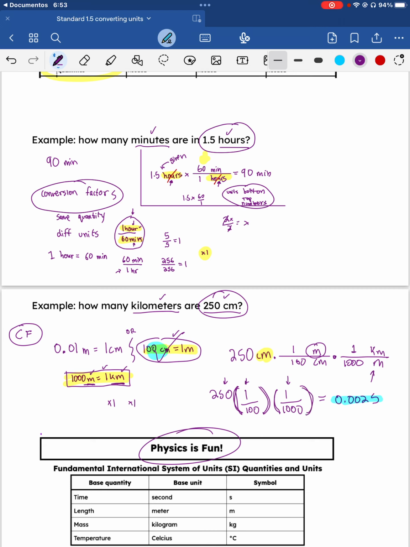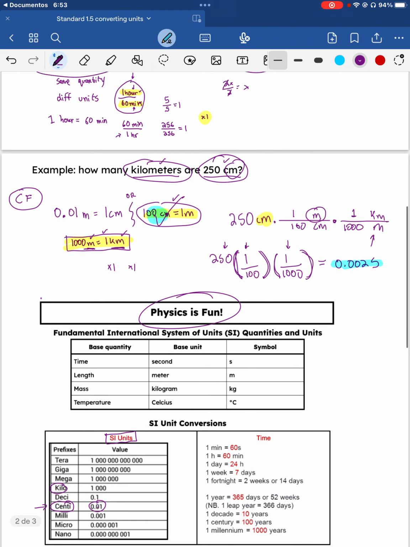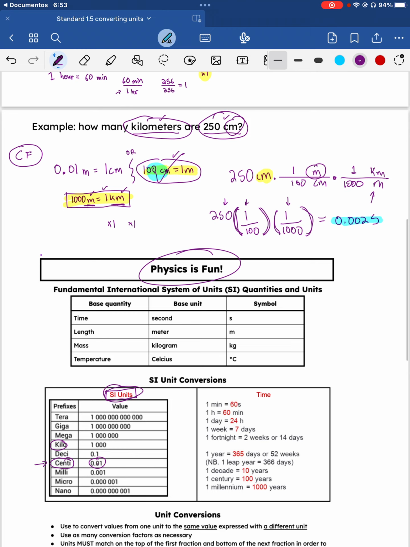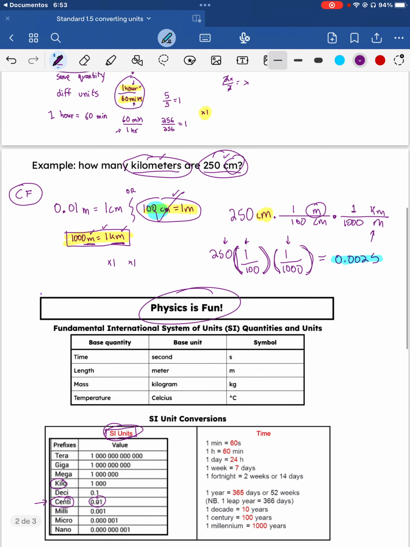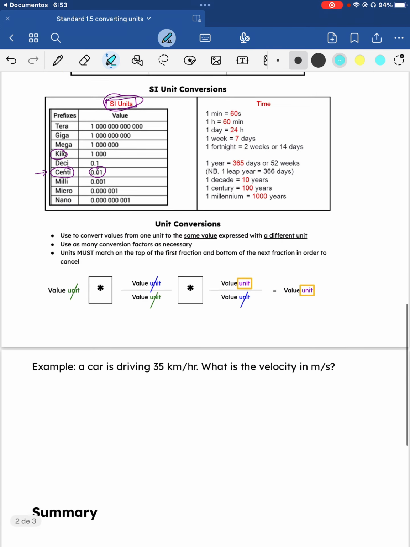Now, could you have looked up a conversion factor to go directly from kilometers to centimeters? Yes, you could have, but by using the SI units that we've given you, and by using multiple conversion factors going through meters, you'll always be able to do this type of problem without looking up any extra conversion factors.